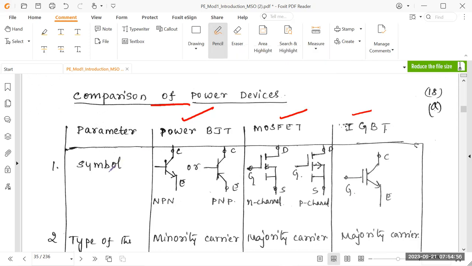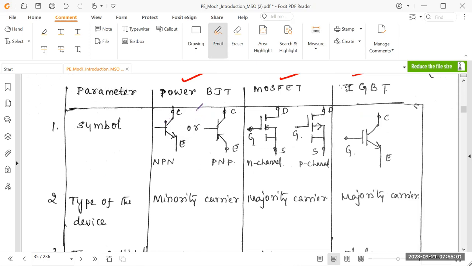So now, let us see the first one. It's the symbol. The symbol of the power BJT looks like this, where the first one is for the NPN BJT, and the next one is for the PNP BJT. These are the NPN and PNP BJT symbols. And next, MOSFET. The first one is an N-channel MOSFET, where you can see the arrow mark is into the gate, towards the gate. And for the P-channel, the arrow mark will be away from the gate.